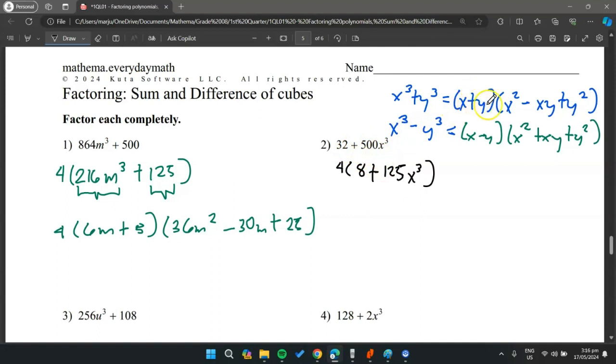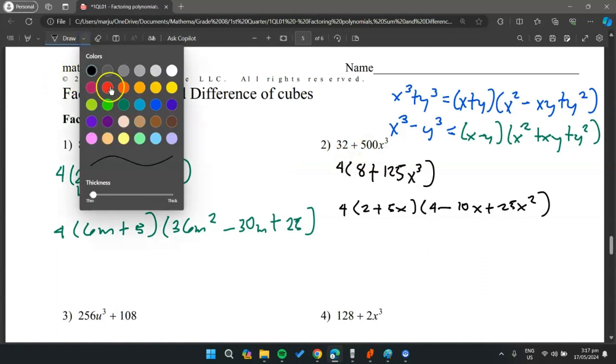So what is x and y? We will do 4 times the quantity of the cube root of 8, which is 2, plus the cube root of this, which is 5x, and then square this one, we have 4 minus the product of this, which is 10x, plus the square of 5x, that is just 25x squared. So that will be now our factor for 32 plus 500x cubed.